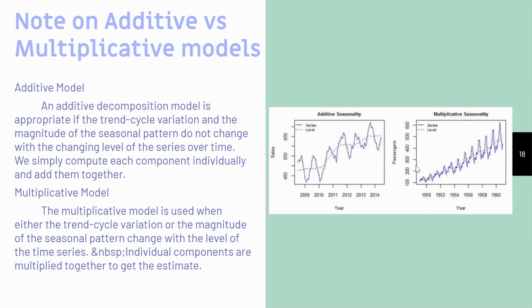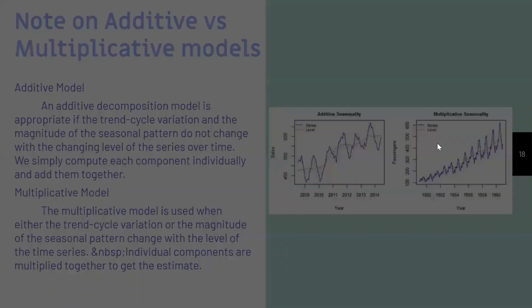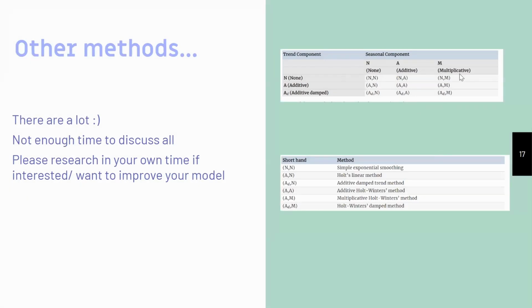But when you're actually working with data, there won't be as extreme cases like this. You won't be able to tell with your own two eyes whether I should use additive or multiplicative seasonality, right? So that's when you would have to literally run all of these 9 different methods, and then using the various error metrics, determine which one would be the best for your situation.